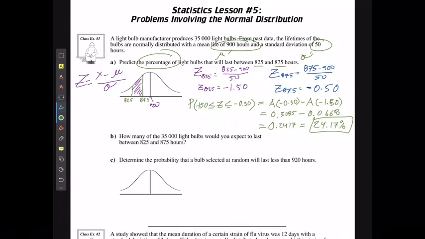The second part says, how many of the 35,000 light bulbs would you expect to last between this? Well, if it's going to be 24.17%, then to solve that, I'm going to take my 35,000 and multiply that by 24.17%, or as a number, 0.2417. Multiply it by the percentage, and it's going to tell me what the actual number is. In this case, it's going to be 8,460 bulbs.